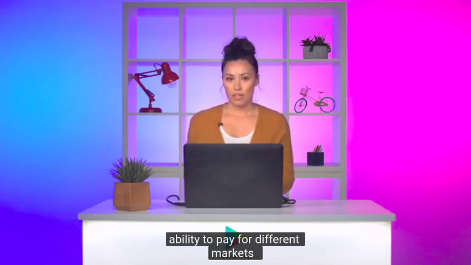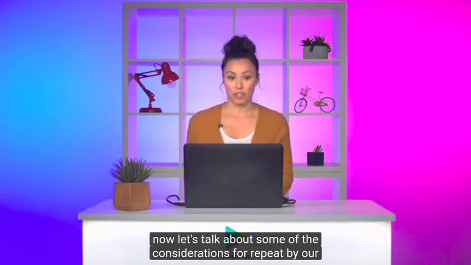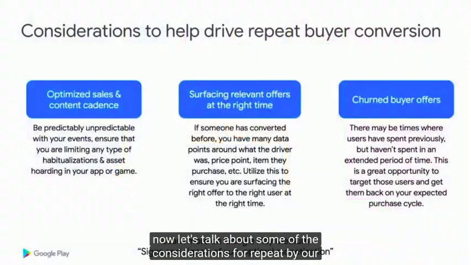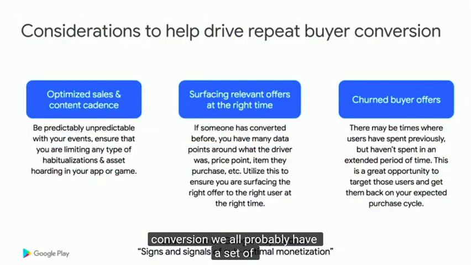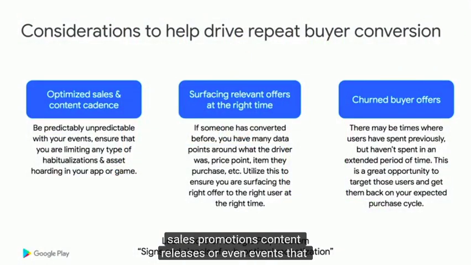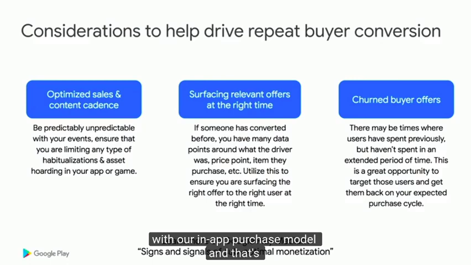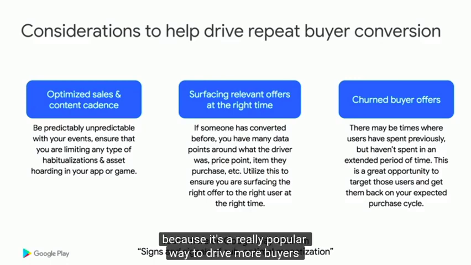Now let's talk about some of the considerations for repeat buyer conversion. We all probably have a set of sales, promotions, content releases, or even events that we're creating or considering creating for our apps or games with our in-app purchase model. And that's because it's a really popular way to drive more buyers, specifically repeat buyers. But for all of your sales and events, it's important to be predictably unpredictable with them.